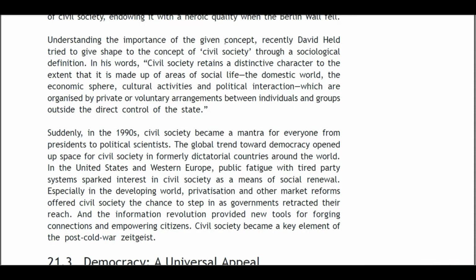Understanding the importance of the concept, David Held tried to give shape to civil society through a sociological definition. In his words, civil society retains a distinct character to the extent that it is made up of areas of social life, the domestic world, the economic sphere, cultural activities, and political interaction, which are organized by private or voluntary arrangements between individuals and groups outside the direct control of the state.